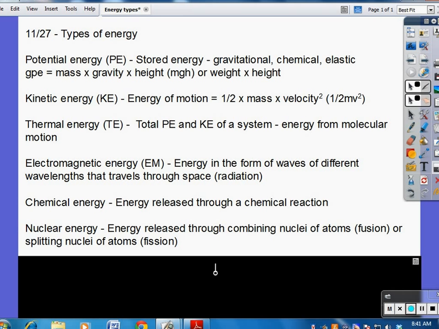This is not an exhaustive list. There's more. We could talk about sound. Sound is a type of energy. But these are kind of 6 that we're going to look at in this year.